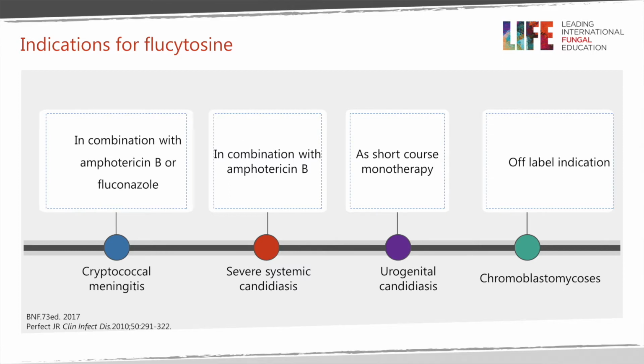Then we shall understand from the pharmacokinetics that flucytosine is mainly excreted unchanged in urine, and because of that, we use it for treating urogenital candidiasis, but usually as a short course and monotherapy, not in combination with any other antifungal agent. And we also use this for treating cases of chromoblastomycosis, but this is an off-label indication.